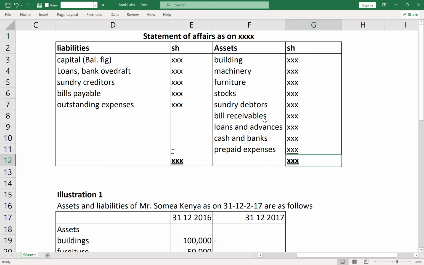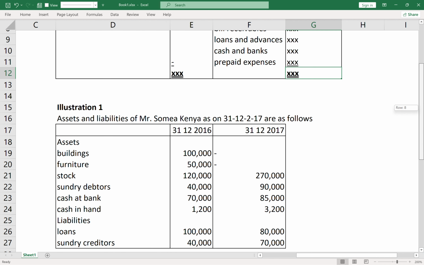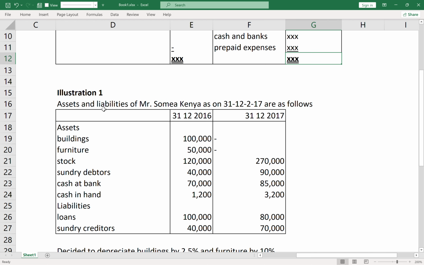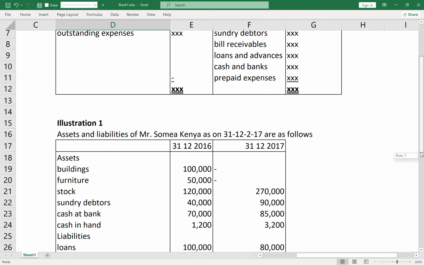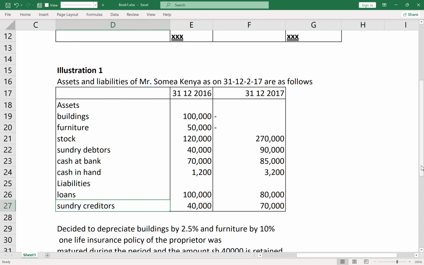So in order to understand this, let's take this illustration below and see if we can get something out of it. So illustration, you have assets and liabilities of Mr. Somia Kenya for 2016 to 2017 as follows. So we have the assets and liabilities for these 2 years. We have the assets: building, furniture, stock, sundry debtors, cash in hand, bank; liabilities: loans and sundry creditors. So we are going to utilize the same format as you can see above. Take a minute, take a screenshot of that question.